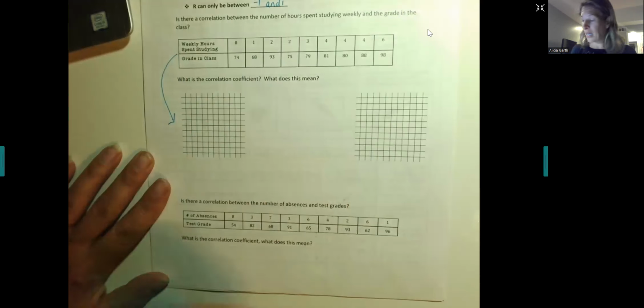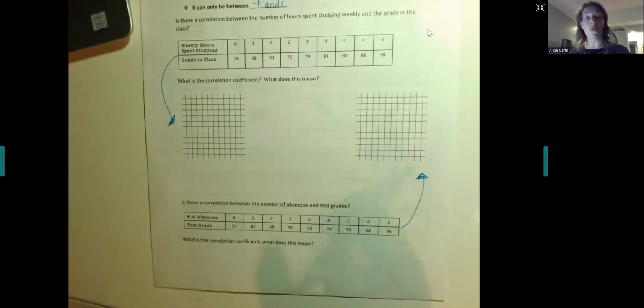If you go to the back page of your notes, I've shown you how to do the correlation coefficient so that you can always remember and never have to ask me again. So right now, you are going to take a second. You're going to plot this on here and this on this one. I want both of them plotted so that you can see those.